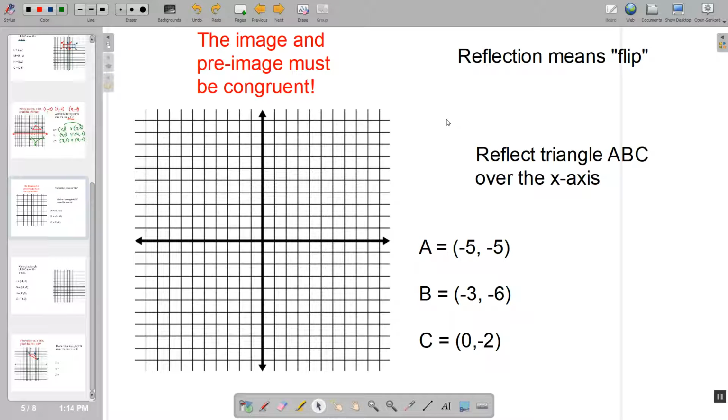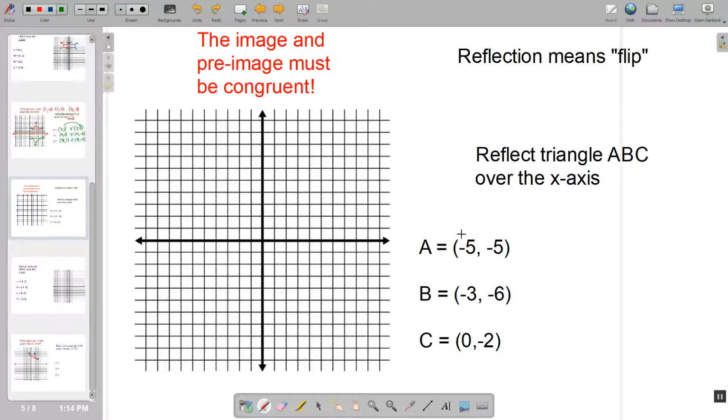Our video retake is going to cover 3 quick examples just to make sure you are comfortable with reflections. As we begin, making sure to remember that our pre-image and our image must be congruent. When you're doing a reflection, you're changing how the shape looks, but you are not changing the shape's size at all. We also like to think of the word reflection as flip. If you folded the paper over, you would actually be creating the reflection on the opposite side of the paper.